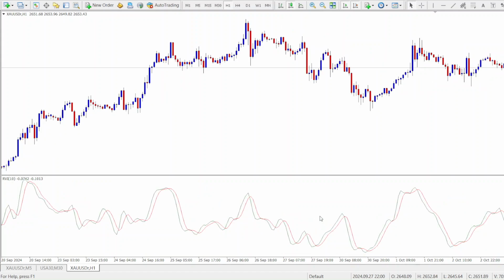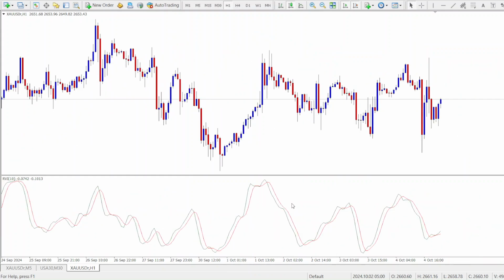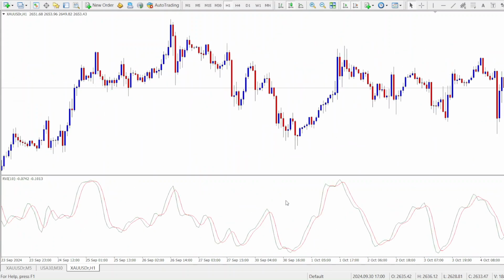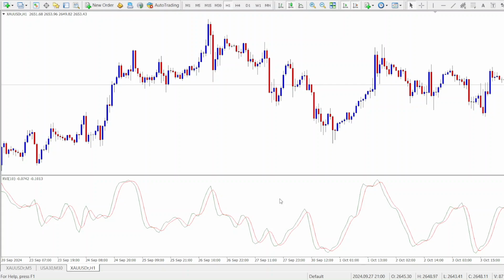Unlike many other oscillators, the RVI compares the closing price of an asset to its range over a set period, usually based on the idea that in an uptrend, prices tend to close higher than they open and vice versa in a downtrend. So now we are going to walk through the step-by-step breakdown of how the RVI works and how you can use it in your trading.